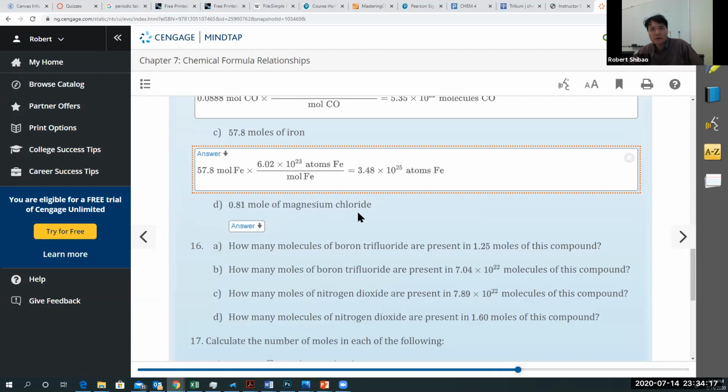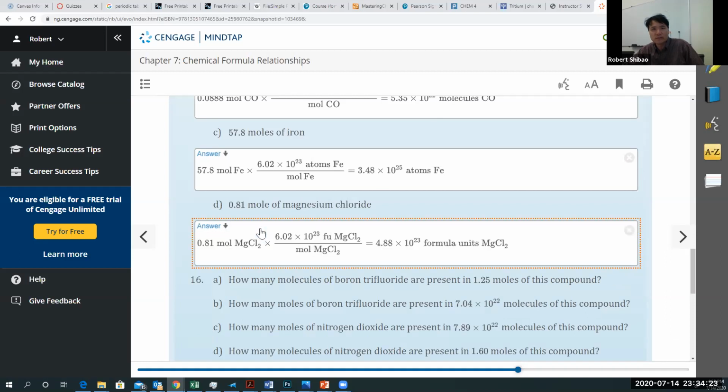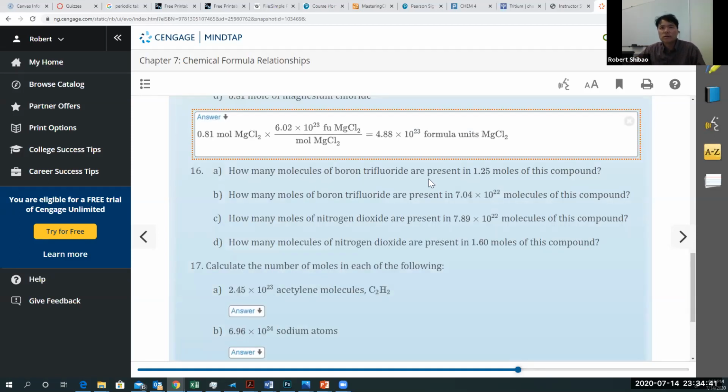Moles of magnesium chloride to formula units. Magnesium chloride doesn't form single atoms and doesn't form molecules. It forms formula units. And so here, FU stands for formula units. Those are moles, and that gives us the number of formula units, a lot. Formula unit you can kind of think of as a molecule, but it's not discrete. That's it.